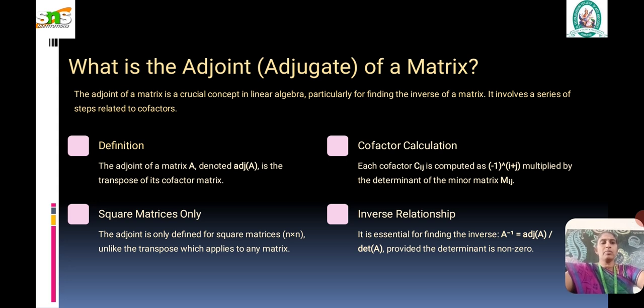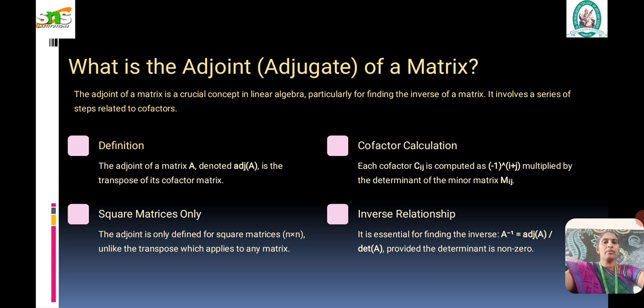For the adjoint of a matrix, first we have to find the cofactor of the matrix and transpose it. The formula for the cofactor is minus 1 to the power of i plus j, multiplied by the minor, that is Mij. We also have to check that it is a square matrix. The adjoint is only defined for the square matrix, unlike the transpose, which applies to any matrix.